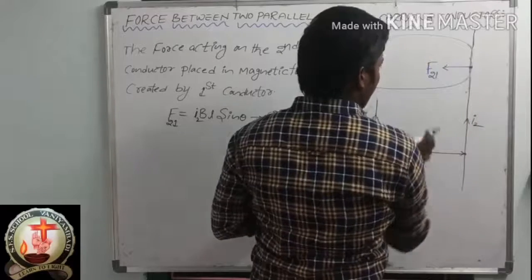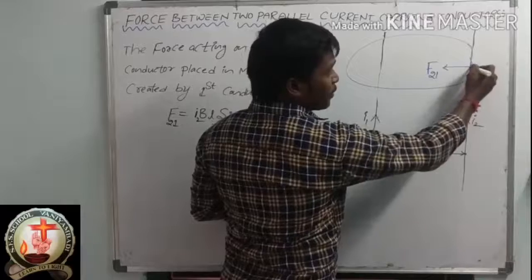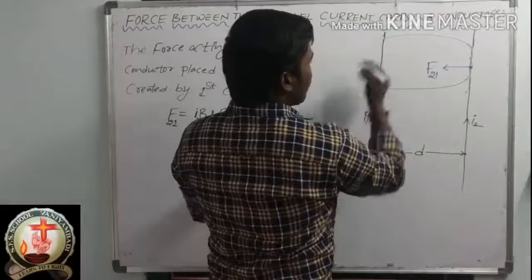At this point, what is the distance d? So from here to here, the distance is d. At this point, what is the magnetic field I need? At that point, what is the magnetic field I need?